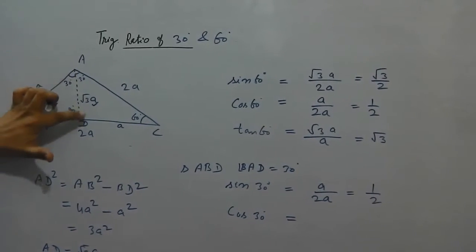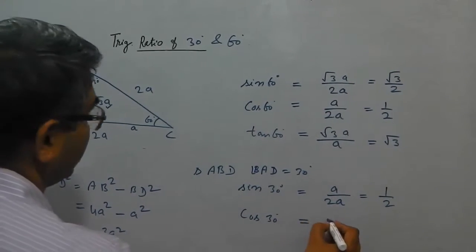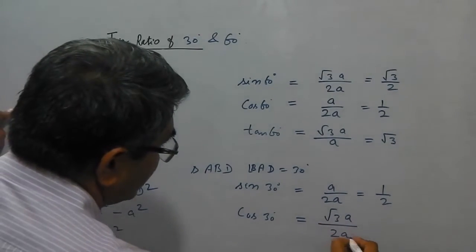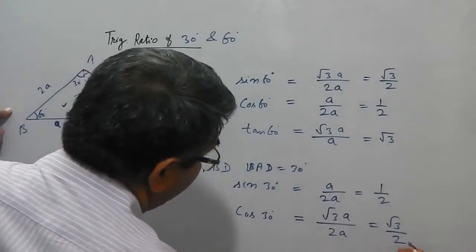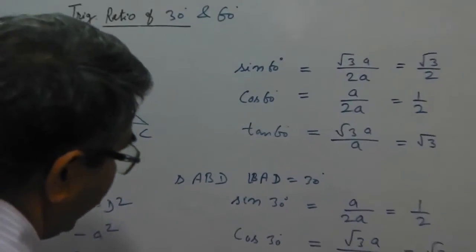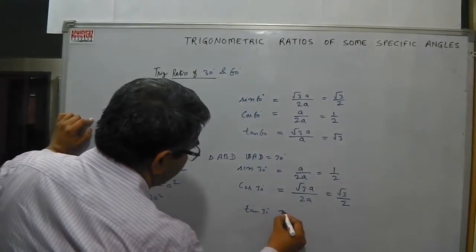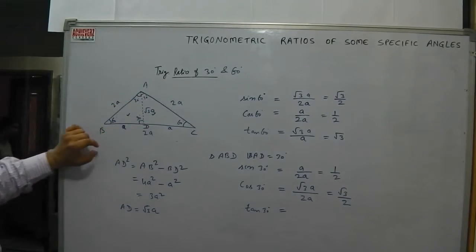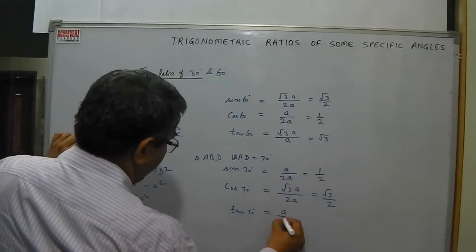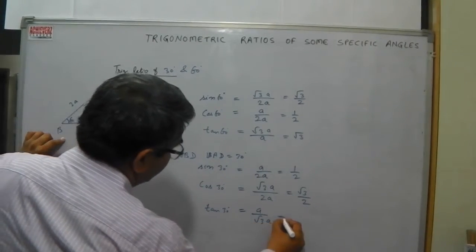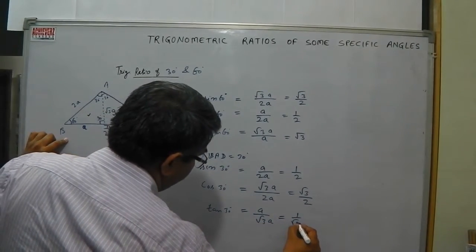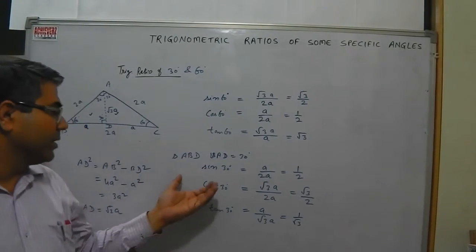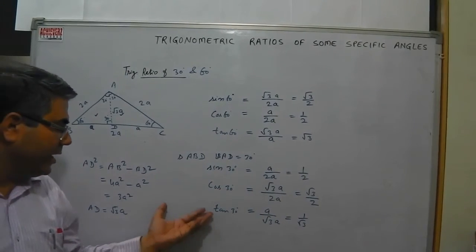Cos 30, this is base, this is hypotenuse, root 3A over 2A, so this is root 3 by 2. Again tan 30, this will be perpendicular over base, so it will be A over root 3A, that means 1 upon root 3. Now you find out the trigonometric ratios for cosec 30, sec 30 and cot 30.